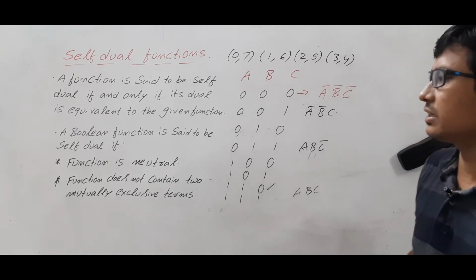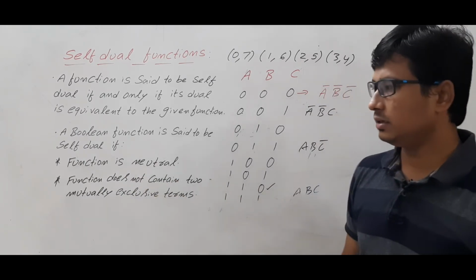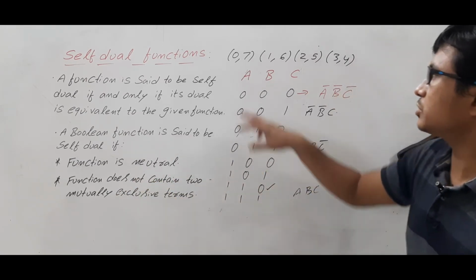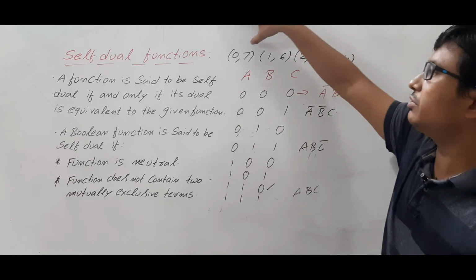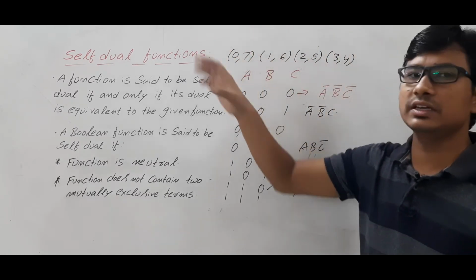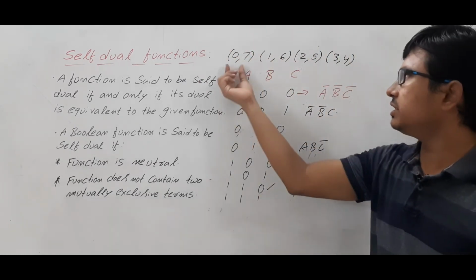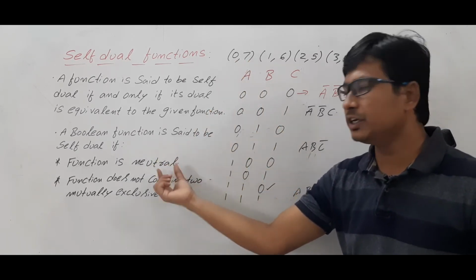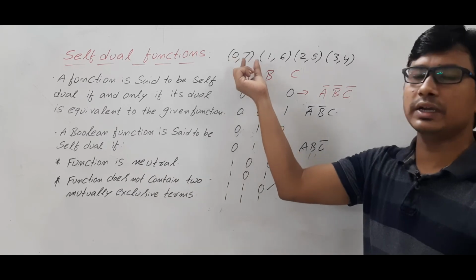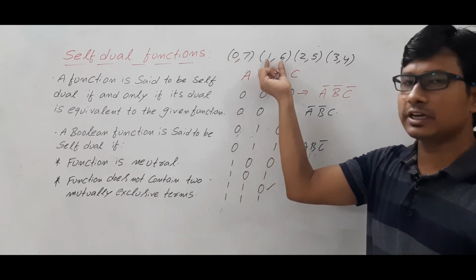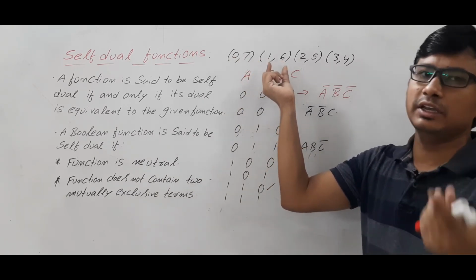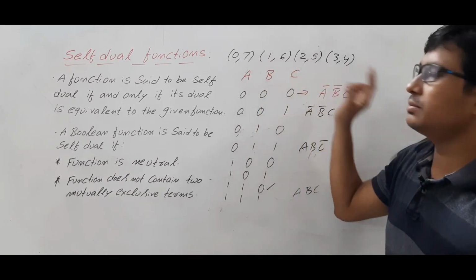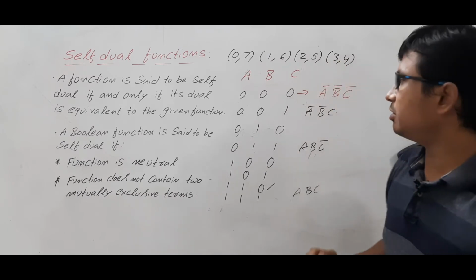Now what they are saying is that the function should be neutral and the function does not contain two mutual exclusive terms. So if 0 is there, 7 should not be there. If 7 is there, 0 should not be there. Meaning between these two, only 0 or 7, any one of them should be there. Even coming to this one, 1, 6. If 1 is there, 6 should not be there. If 6 is there, 1 should not be there. Similarly for 2, 5 and 3, 4.